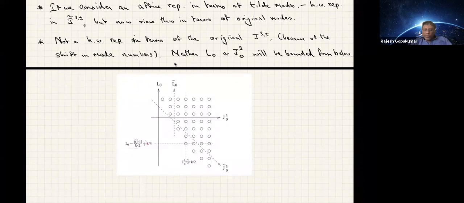In fact, if I consider a state labeled by J tilde in terms of the tilde modes, then in terms of the original L0, it will be something like this, and this is this particular value, but the L0 can decrease as we go down. So these are what are called the flowed representations, spectrally flowed representations, and they have this property that they are unbounded from below. And so that's one of the very important aspects of this. So J tilde labels the representations of SL2R in terms of the tilde modes.